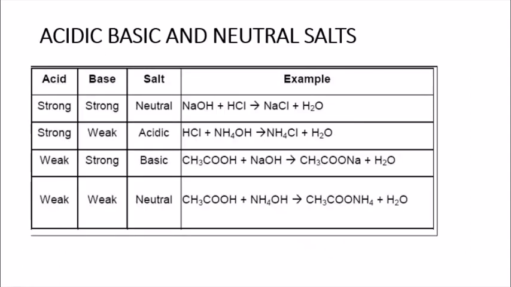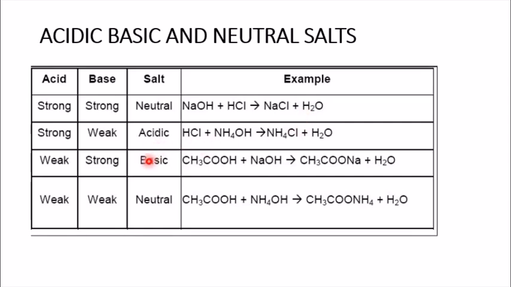Next is the different types of salts. Now there can be acidic salts, basic salts, or neutral salts. But how do we come to know? Neutral salts are formed when there is a neutralization reaction between a strong acid and a strong base. That means when a strong acid and a strong base combine together, they give you a neutral salt. So here you can see NaOH, a strong base, and HCl, a strong acid. When these two combine, we get NaCl, which is a neutral salt, and we also get water.